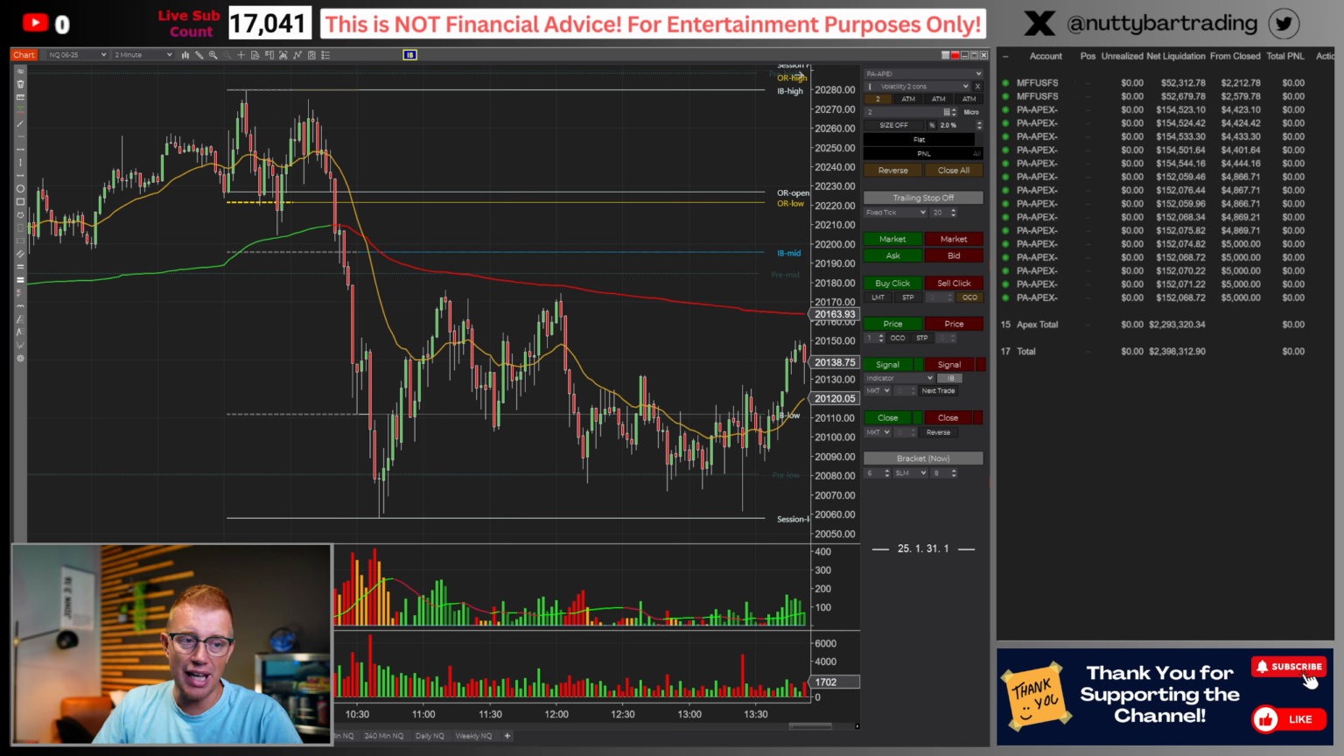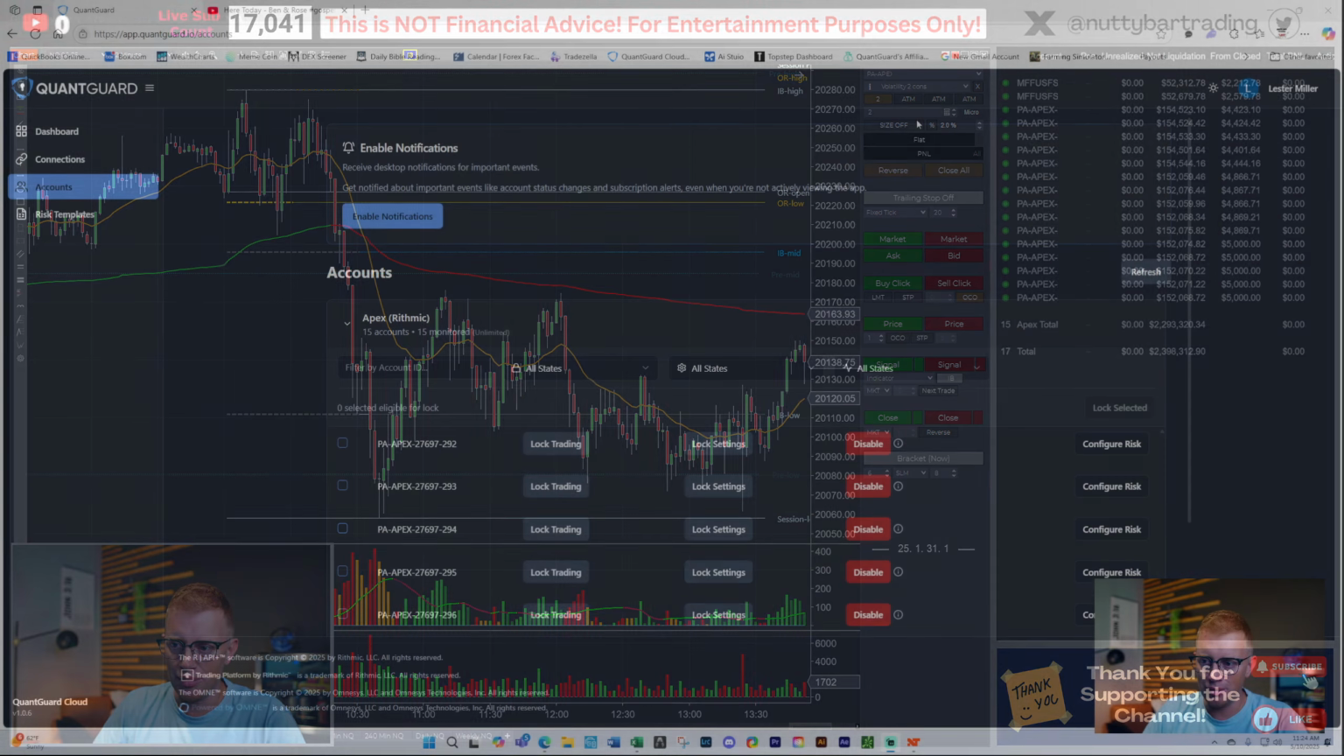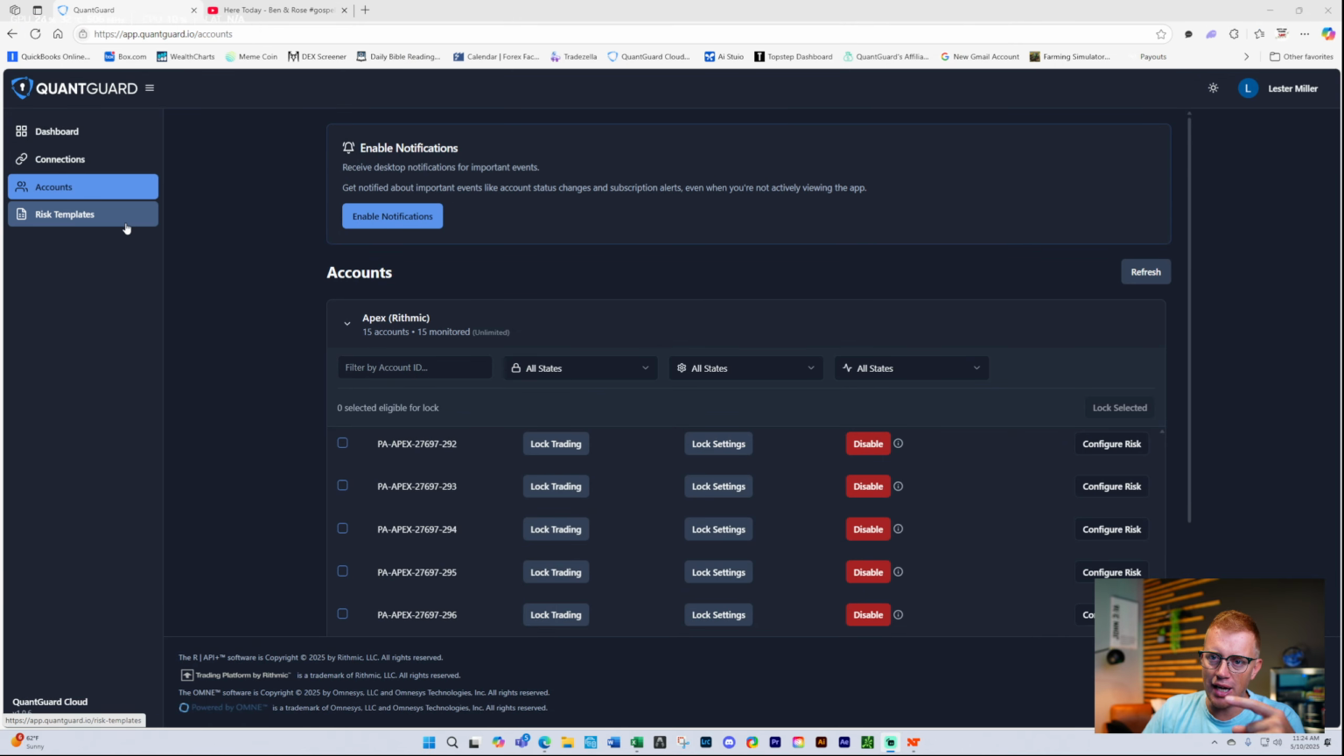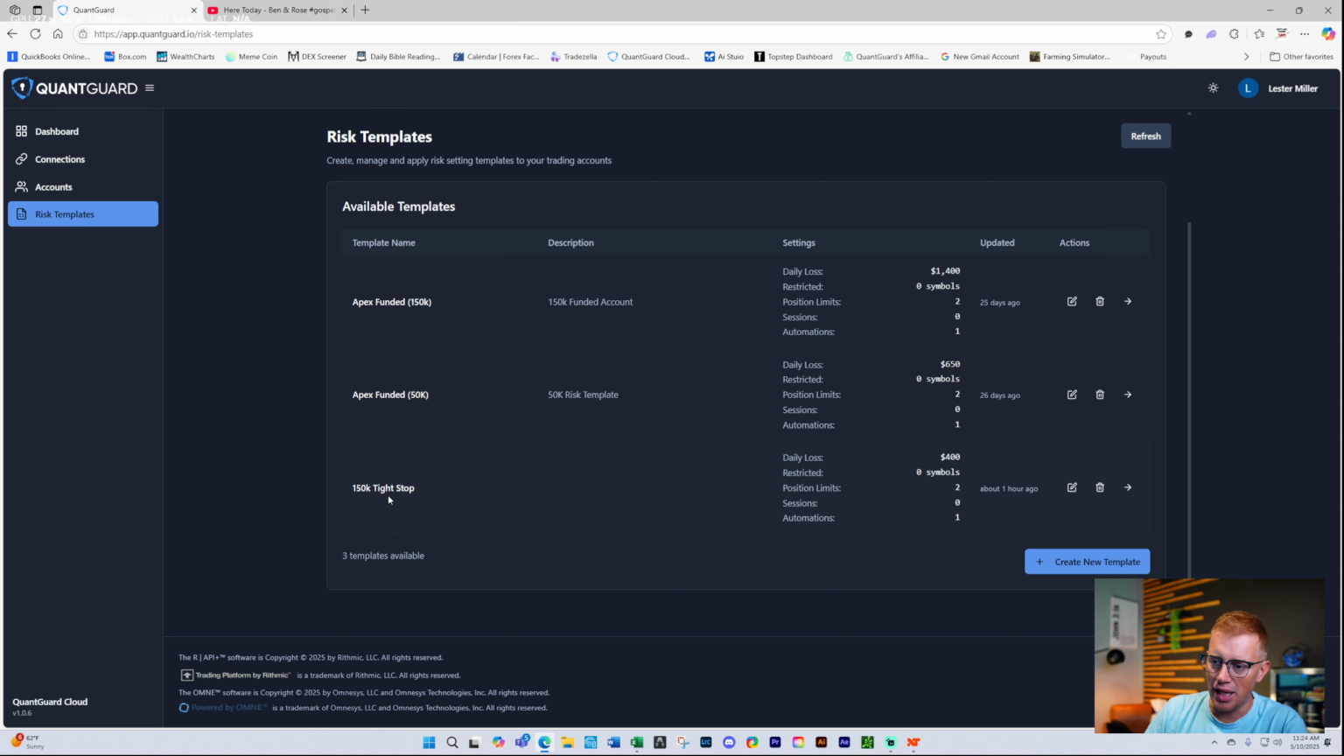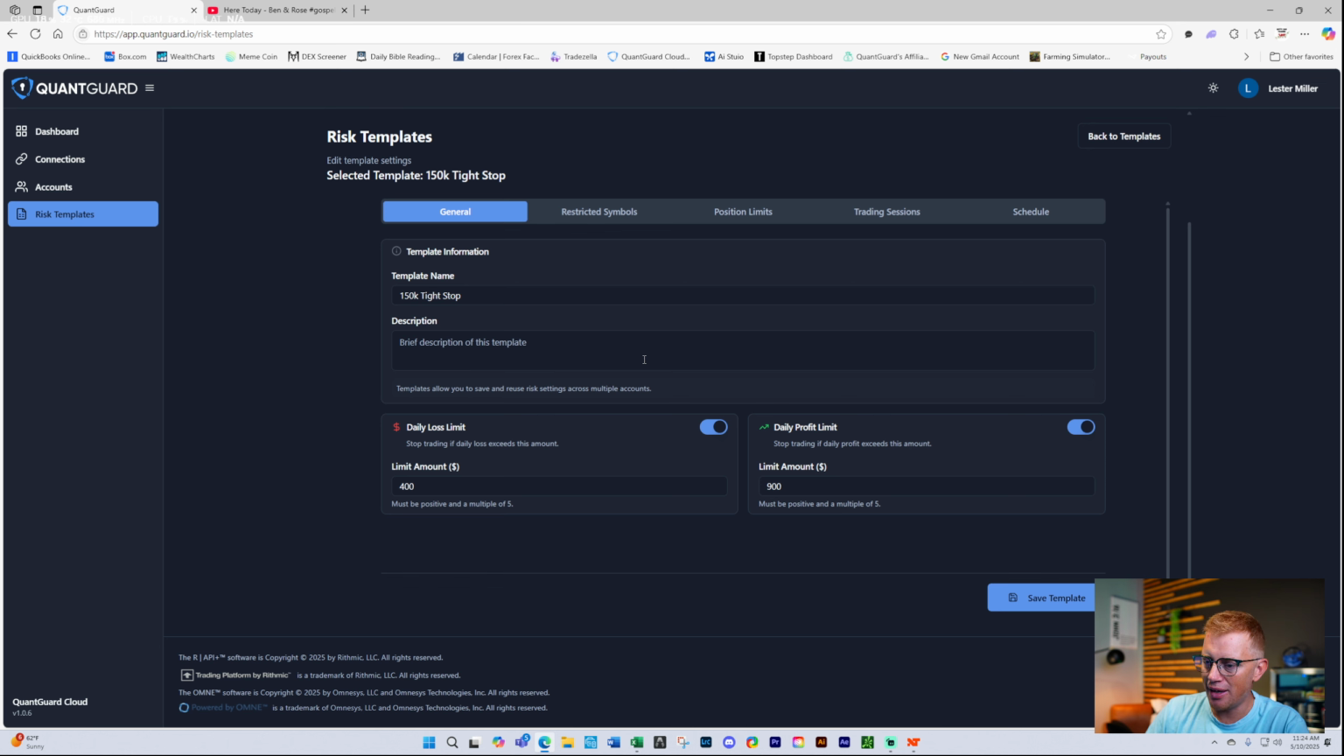So I'll show you my risk parameters that I'm using currently. This is QuantGuard, and this is my risk template that I applied to all of my 150K accounts. For the rest of my 150K accounts, I have a daily loss limit of $400. And I feel great about that. If I have a $400 red day, I'm fine. That is totally okay with me. I have no issues walking away with it.